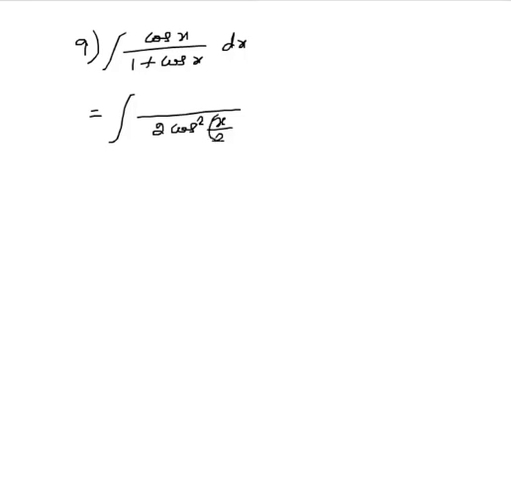Question number 9. Integral cos x divided by 1 plus cos x dx. We know that 1 plus cos x is 2 cos square x by 2. So the angle has been changed to x by 2 in the denominator. So let us change the angle in the numerator also. We can write cos x as, using the cos 2 theta formula, cos 2 theta is 2 cos square theta minus 1. It becomes 2 cos square x by 2 minus 1.